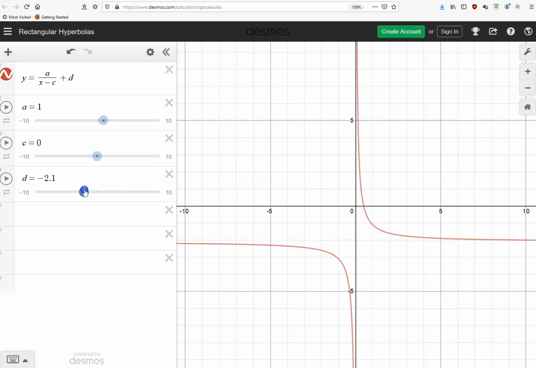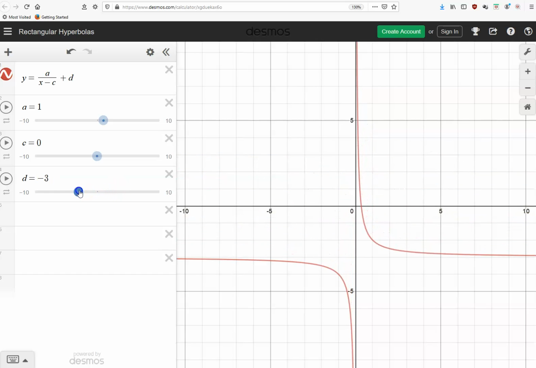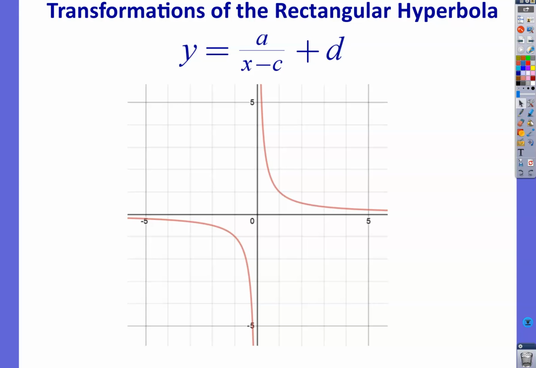If d is negative, d is a vertical translation down, and that's exactly the same as what happens with all the other transformations of other functions that we've learned. So I think we'll stop just there. Oh no, I've got one more thing that I want to ask you.